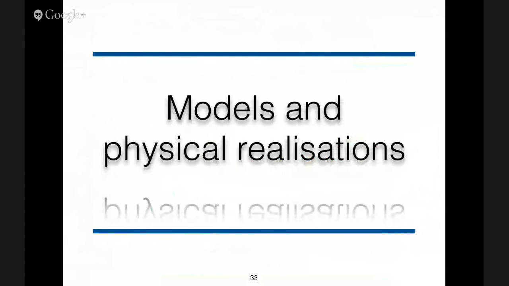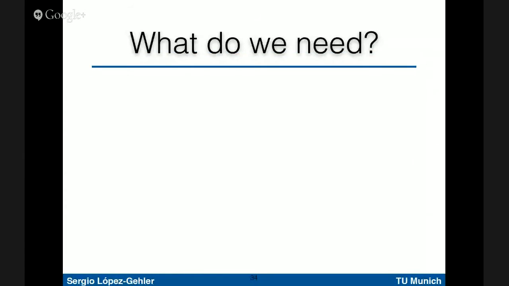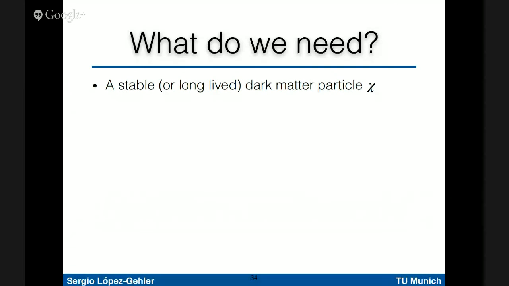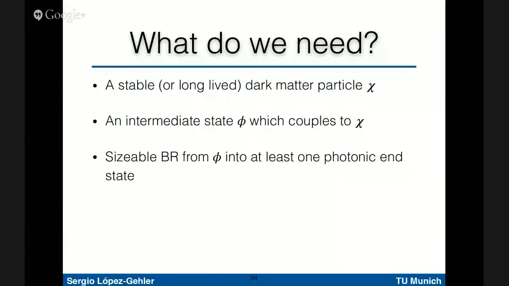Now I want to go to a more particle physics interesting part for the last minutes of my talk, in which I'm going to talk about physical realizations in which these boxes, this cascading case, can occur. As I was saying before, what do we need for these gamma-ray boxes to be generated? It's quite interesting that we only need three ingredients. First of all, we need a stable or long-lived dark matter particle, which is pretty much a given from the lambda CDM cosmological model. Then we need an intermediate state phi, which couples to this dark matter particle chi. And then we need a sizable branching ratio from phi into at least one photonic state. If we have these three ingredients in any kind of model, we immediately have a box.